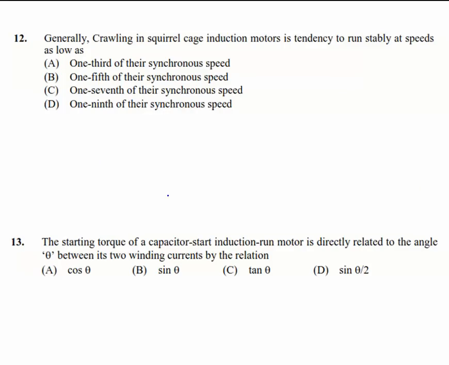And the next question: generally, crawling in a squirrel cage induction motor is a tendency to run stably at speeds as low as, it is nothing but 1 by 7th of the synchronous speed. Suppose if they ask for cogging, it is nothing but magnetic locking here, so it is going to happen at a synchronous speed of 1/5th. Okay, and crawling at 1 by 7th of the synchronous speed here.